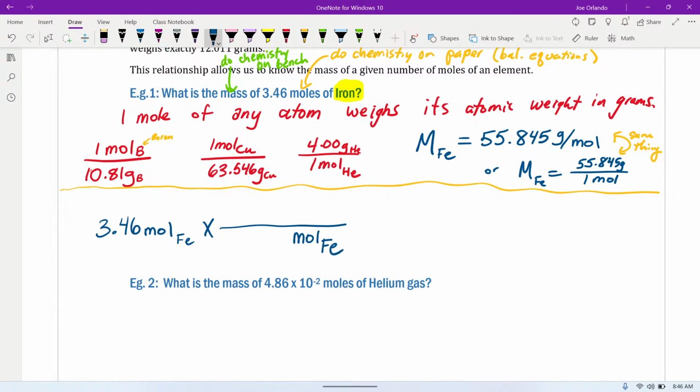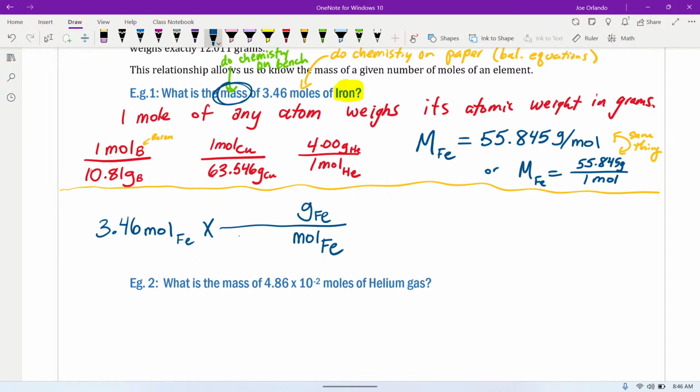I just put the unit on the bottom and I say, okay, I don't want to talk about moles of iron. And I look at the question. I say, what does the question ask me? Well, in this case, it asked me for the mass. So instead of moles of iron, I'm going to talk about grams of iron. And then the number we put in here has to be a fact. It has to be true. And it's not about our question.